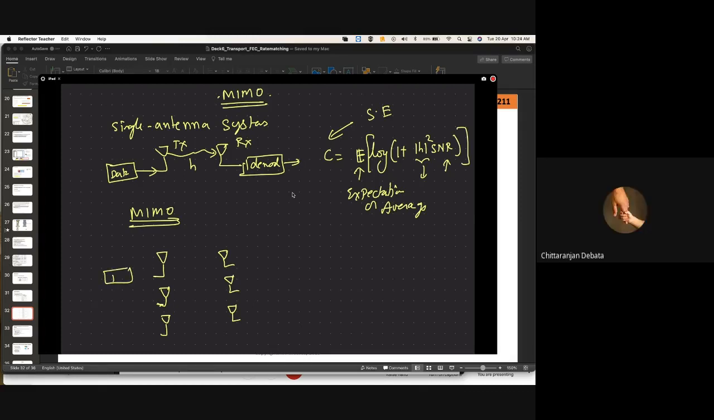Sir, does this logarithm have a base of 2 or 10? You can put anything, but they don't use 10. Either you use base 2 or base e. Base 2 is called bits per second per hertz. Base e is called nats. We can just use base 2 for simplicity. I'm just telling you it's called nats in base e.